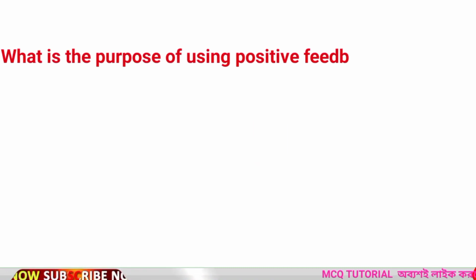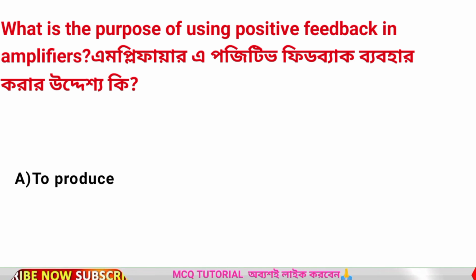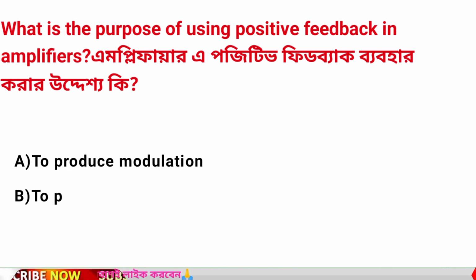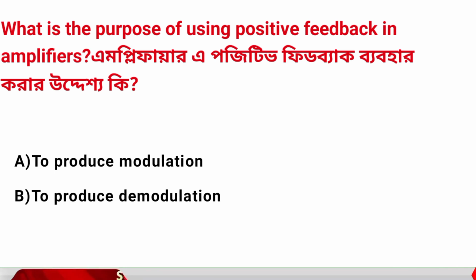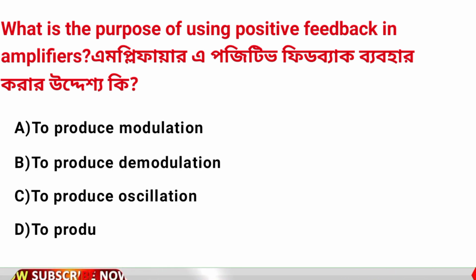What is the purpose of using positive feedback in an amplifier? Option A, to produce modulation. Option B, to produce demodulation. Option C, to produce oscillation. Option D, to produce multiplexing.